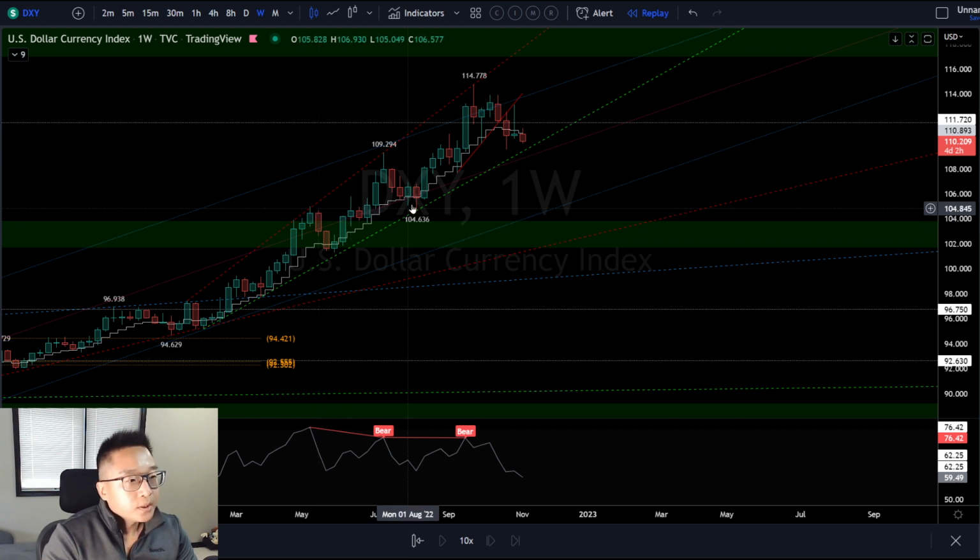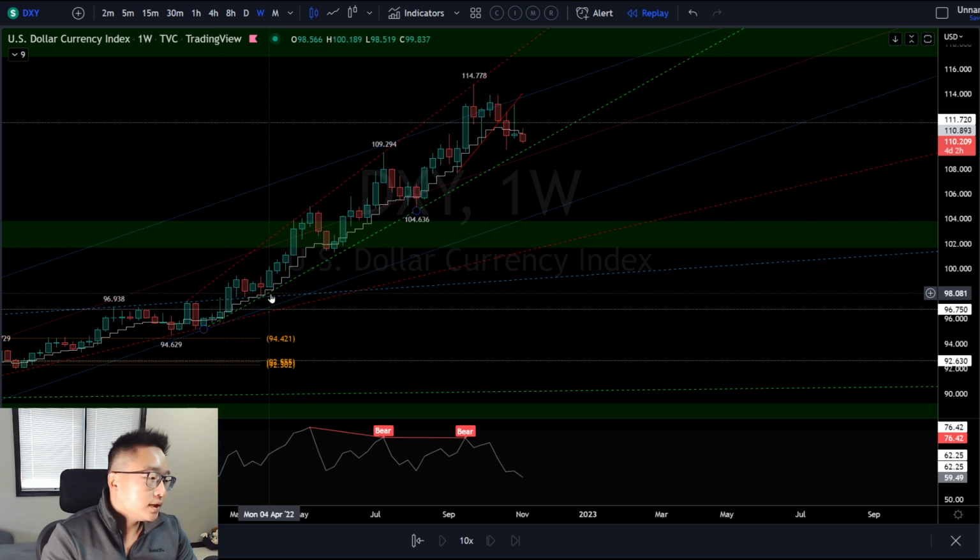Let's do it. So US dollars, we can see that since April, wherever that is, April right here, it has been a straight run up. And now there's a broadening rising wedge, okay?